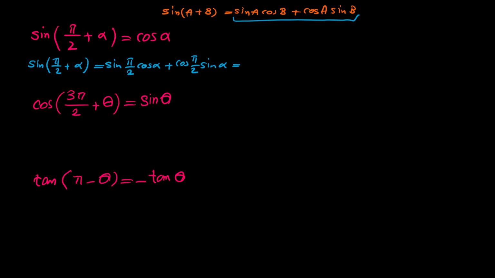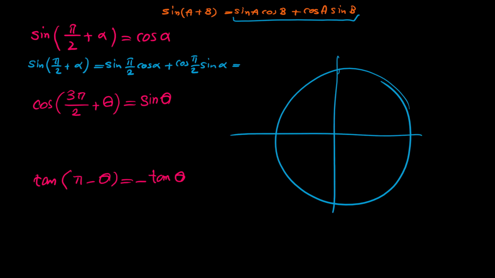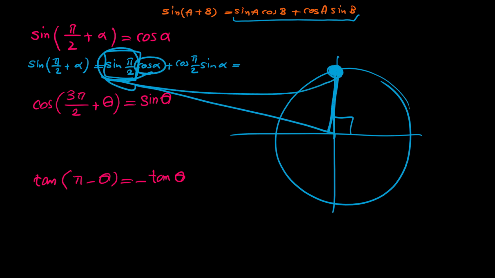What is sine of pi over 2? Remember unit circle. Pi over 2 is here. Sine of pi over 2 is 1. So this is 1, because at this point, sine is the y value of this point. Y value is 1. So this is 1 times cosine alpha. So we have cosine alpha.